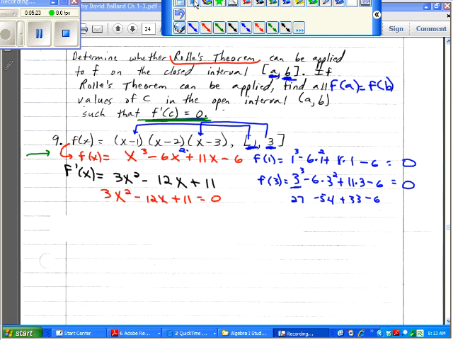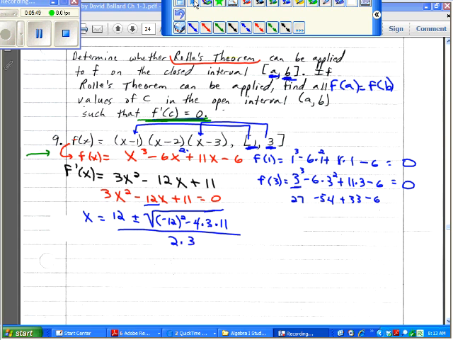And so we're going to use the quadratic formula. We're going to have x is equal to the opposite of b. My b was a negative 12, the opposite of which is a positive 12, plus or minus the square root of my b value, which is negative 12 quantity squared, minus 4 times my a value of 3 times my c value of 11, all over 2 times my a value of 3.